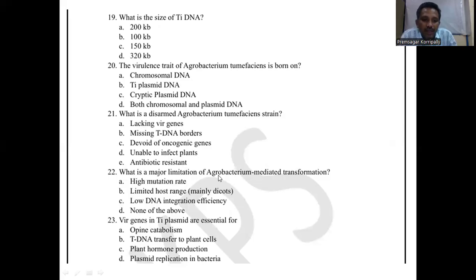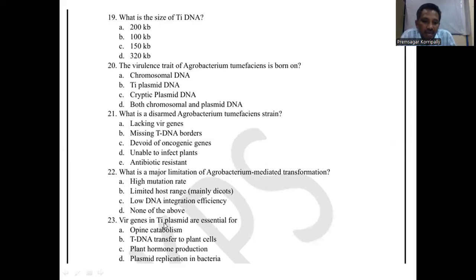What is the major limitation of Agrobacterium-mediated transformation? High mutation rate, A; limited host range, mainly dicots, B; low DNA integration efficiency, C; D is none of the above. The answer is limited host range. This is for the wild type. Nowadays, Agrobacterium-mediated transformation is very well established in fungi, algae, plants, and even mammals.